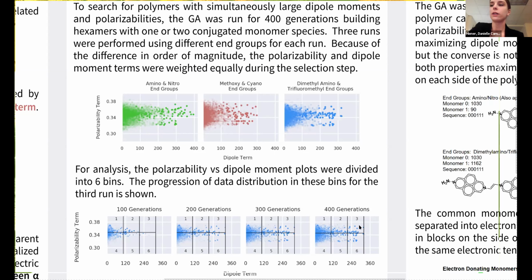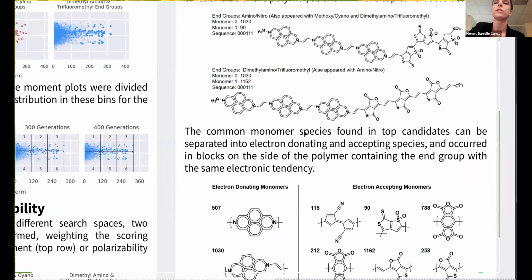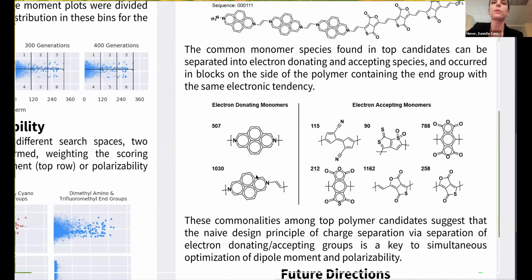So then we focused our analysis on the third bin, where we found that 2 major conclusions were that the sequences tend to be segregated such that all of one monomer were on one side, all of the other monomer were on the other side, and that among these top candidates, they generally had 2 types of monomers, one that was primarily electron donating and one that was primarily electron accepting.